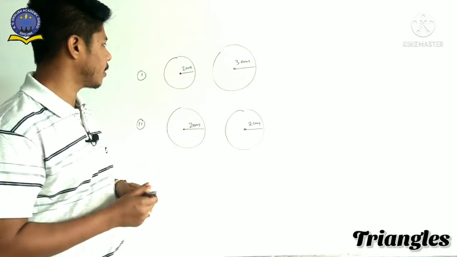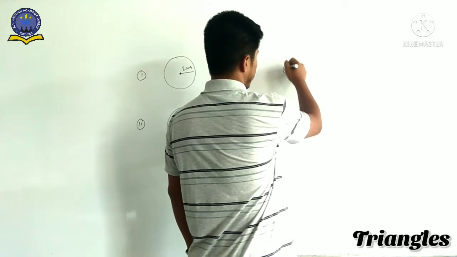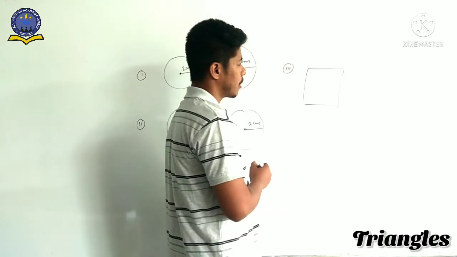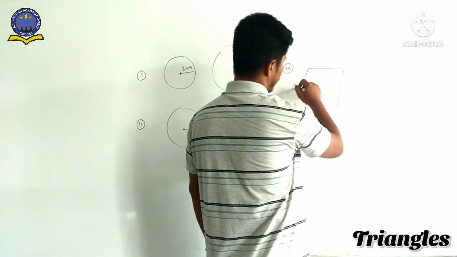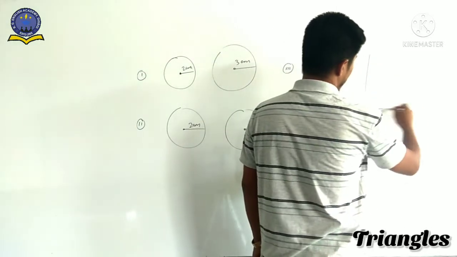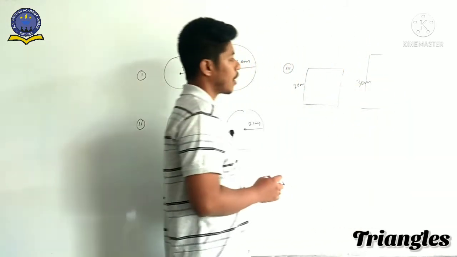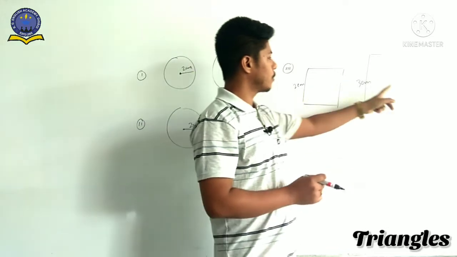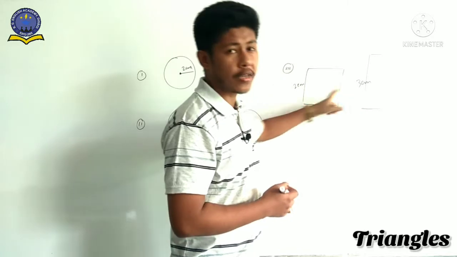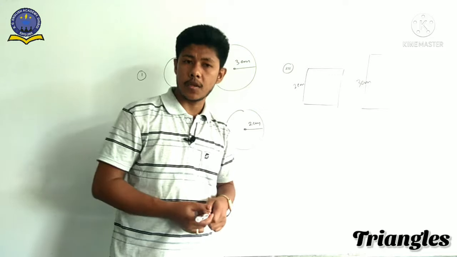Let's take another example. Suppose we consider a square of side, again, 2 centimeter. If we consider another one, suppose this one is 3 centimeter. Now in this case you see these two squares, their sides are different but shapes are what? Same. So this type of figures are known as similar figures.